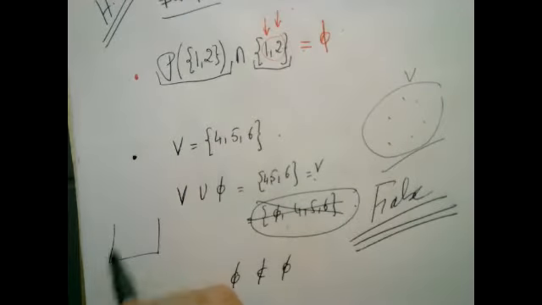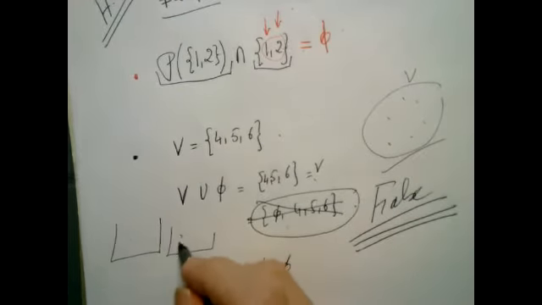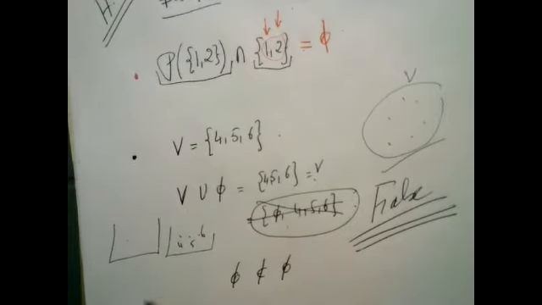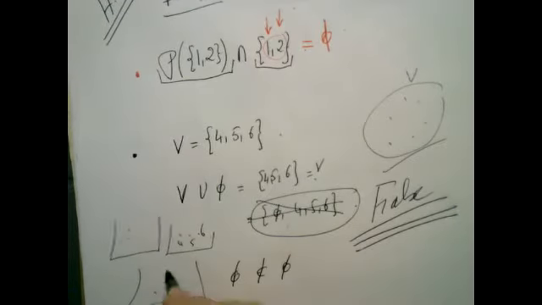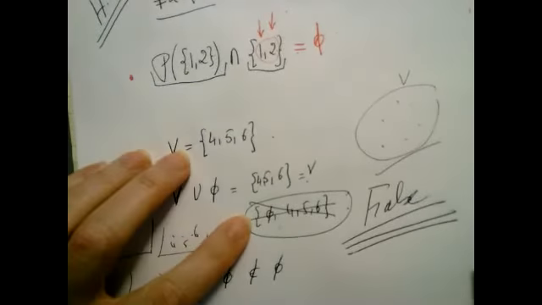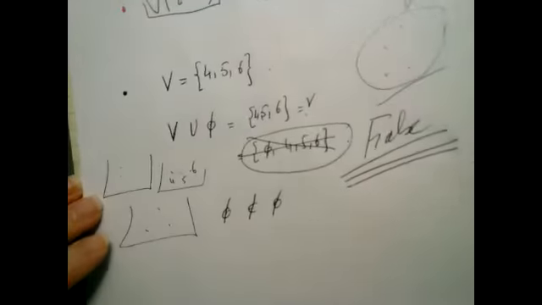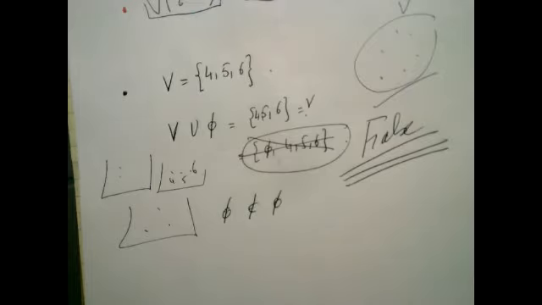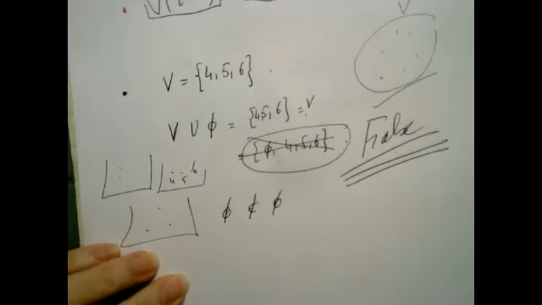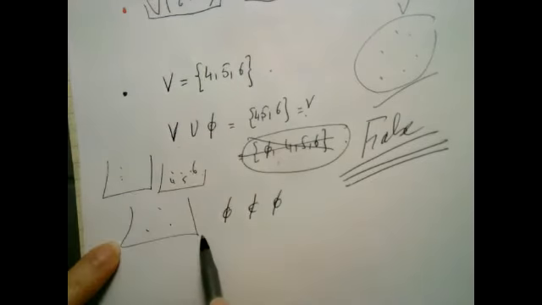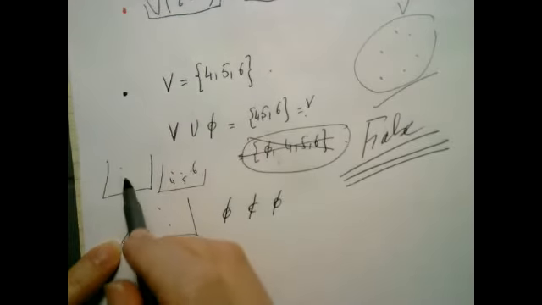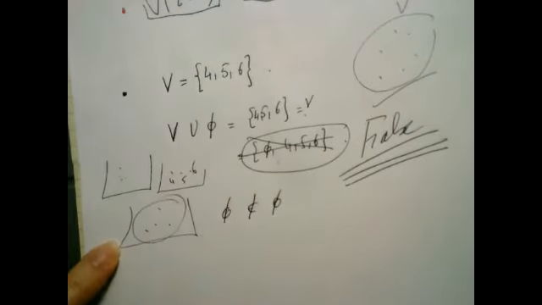You have an empty box, you take everything in this empty box, and then you take everything in {4, 5, 6}, and you put them in the same box. But here there is nothing. There's only 4, 5, 6. End of the problem. So V union the empty set, anything union the empty set, is the anything, because in the empty set there is nothing. If you want to take everything here and plug it in a box, there is nothing here to put. So you're only left with those.